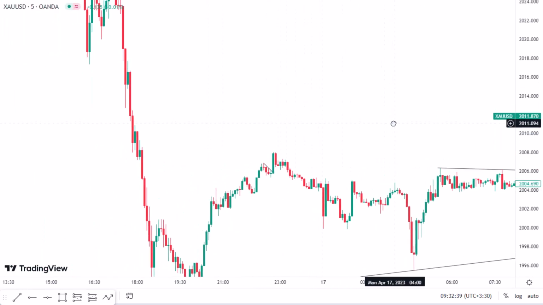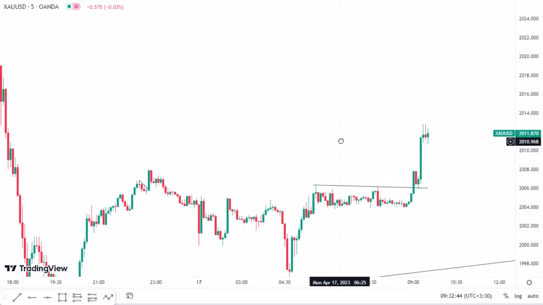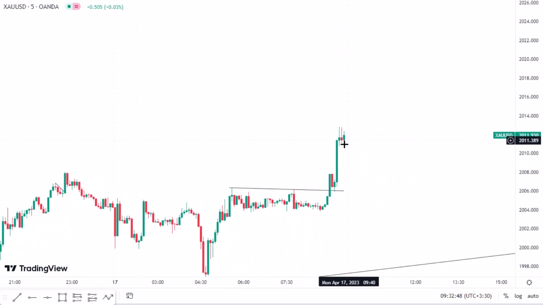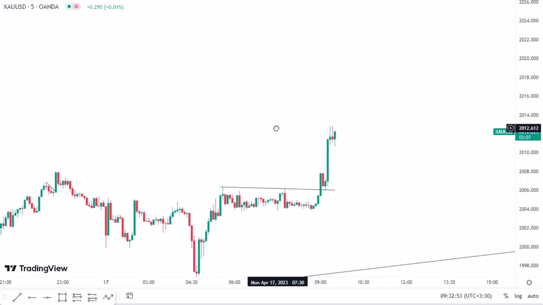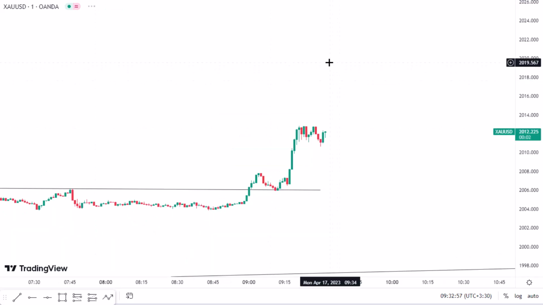We don't have any actual resistance here to enter a sell position based on that, but people who like risking can risk here and enter a sell position, put their stop loss above the candles, and look for their reward. Let's check the 1-minute time frame too.